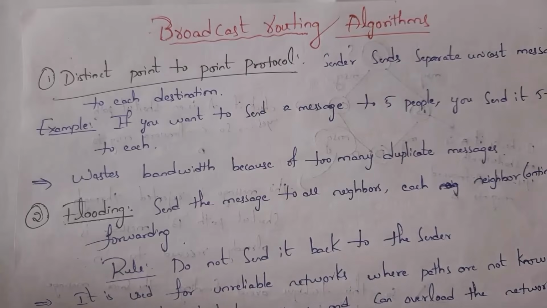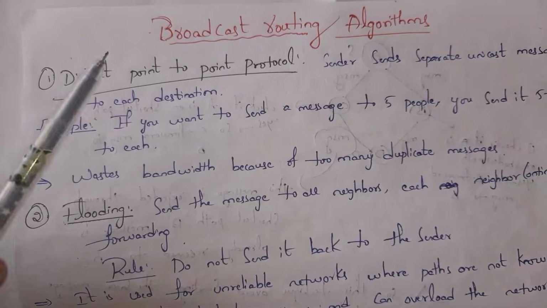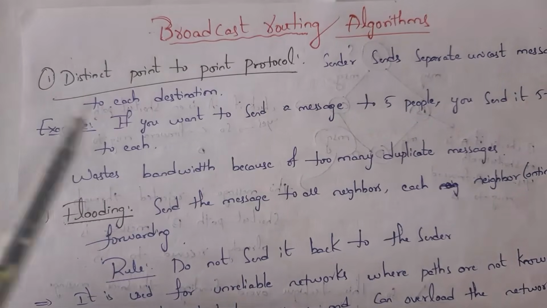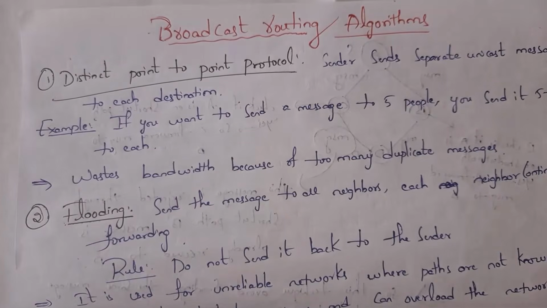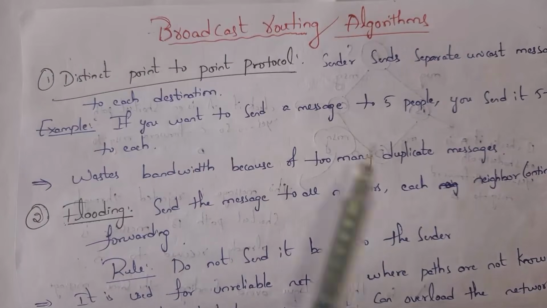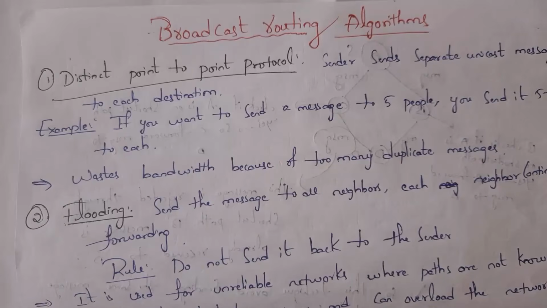Now these are the various broadcast routing algorithms. The first one is distinct point-to-point protocol. Actually, it is like unicasting. The sender needs to send a separate unicast message to each destination. For example, let's say the sender wants to send a single message to 5 people. So the sender needs to send the single message 5 times. As the sender is sending the same message 5 times, it will consume a lot of space as there are duplicate messages.